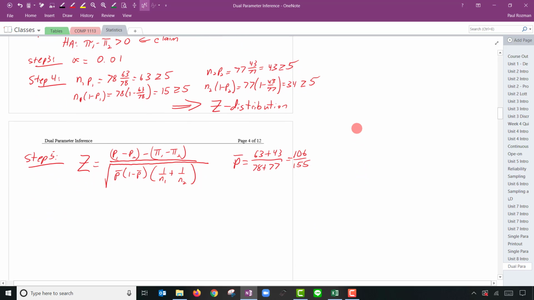And now we can just substitute our values into the equation to figure out what the z-score is. P1 was 63 over 78. P2 was 43 over 77. The difference in the pi's, the null hypothesis says, we're going with 0 there. And now our p bar is 106 over 155. And we still have 78 in the first group and 77 in the second.